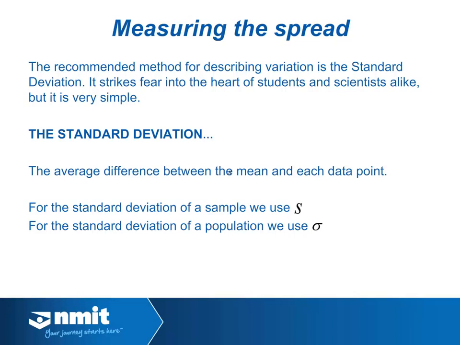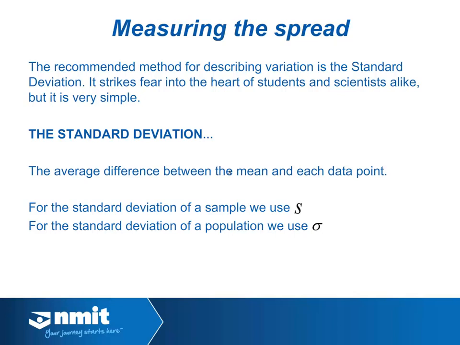Technically speaking, the standard deviation is the average difference between the mean and each data point. And we'll see this as a mathematical formula on the next one, but it's calculated very simply. You calculate the mean of a data set and then subtract the mean from each data point, square that difference, and then add them together. Then divide by the sample size, put simply.